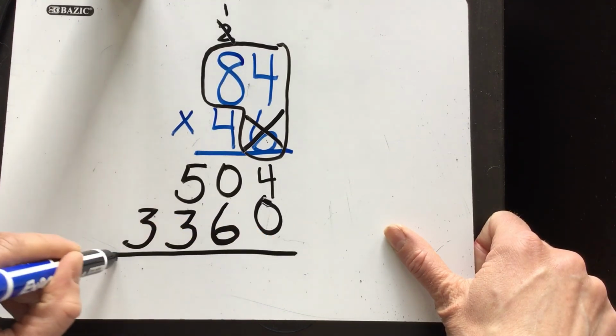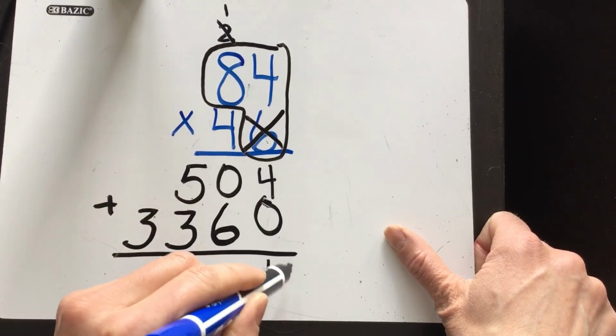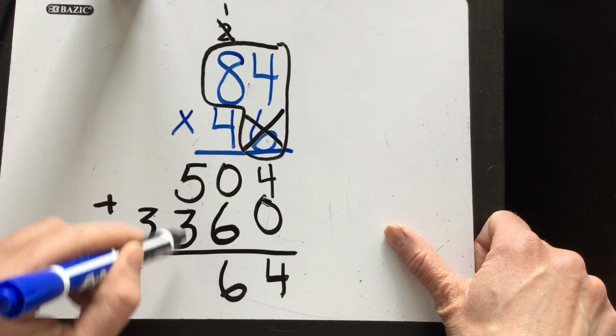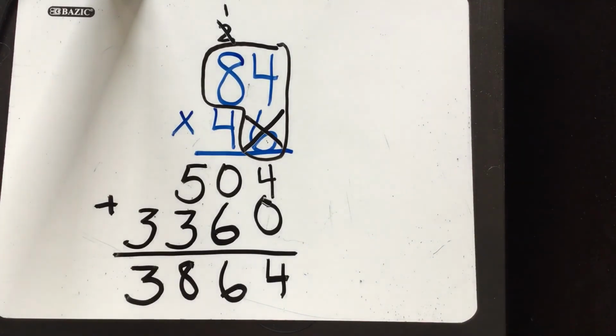And now I add up the two numbers. So I have 4, I have 6, I have 8, and I have 3. 3,864. I hope this video helps you with your traditional strategy for multiplication.